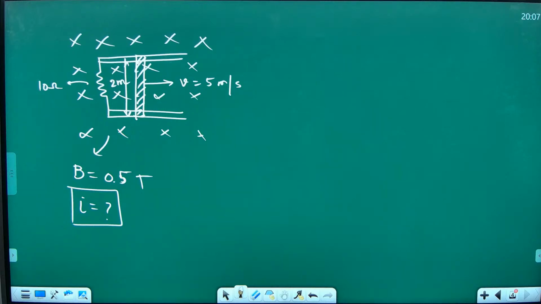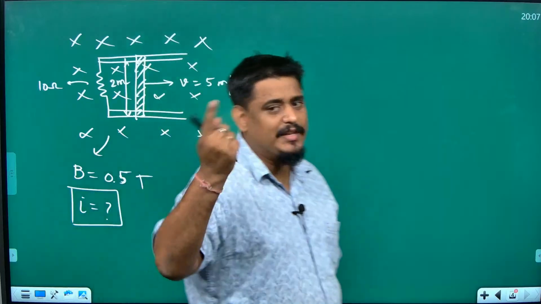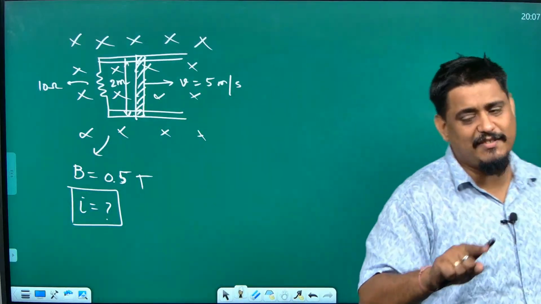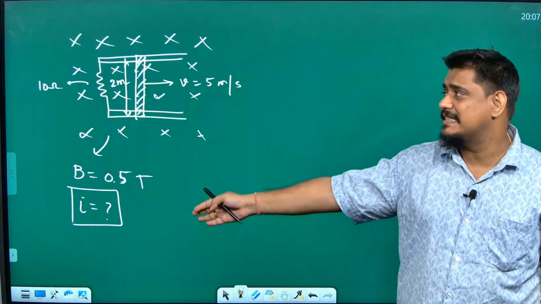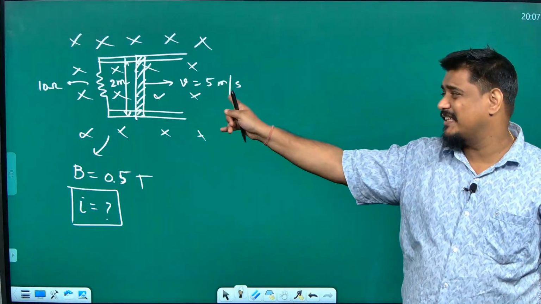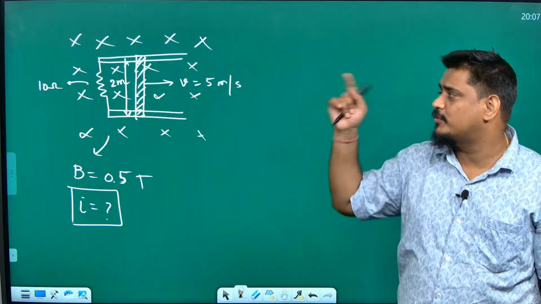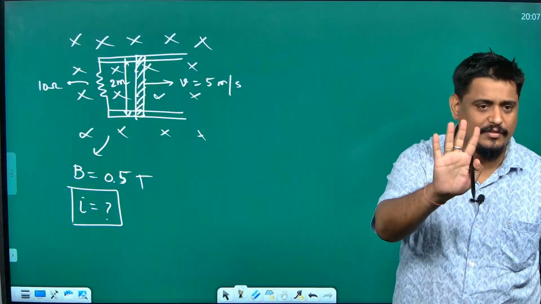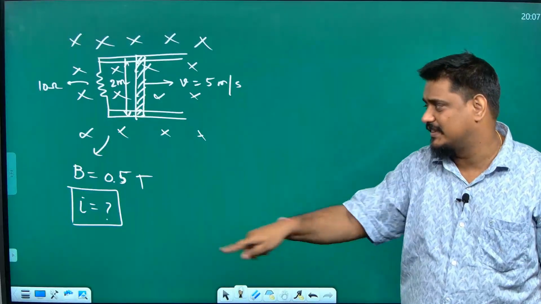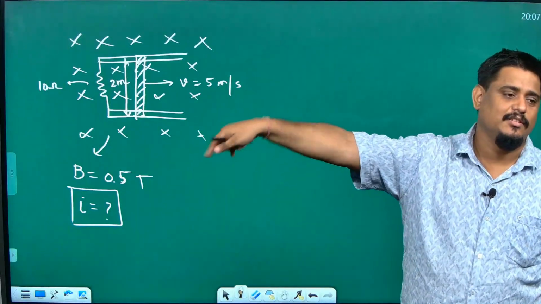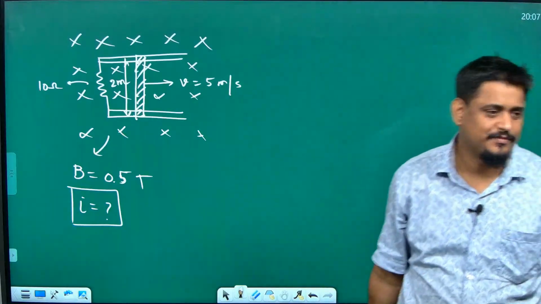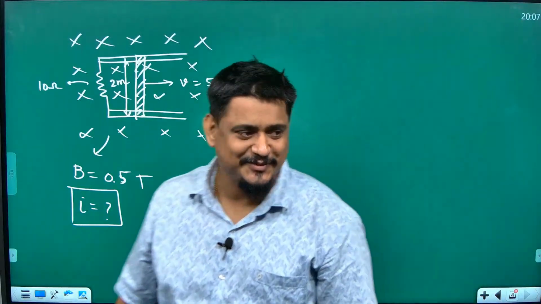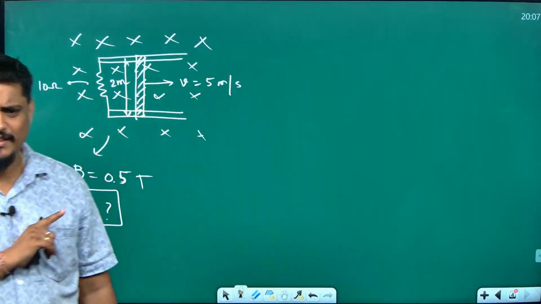Simple question, isn't it? Current is EMF by resistance. EMF is BLV. B is given as 0.5, L is given as 2, V is given as 5. 0.5 times 2 times 5 will give you 5, divided by resistance, which is 10. 5 by 10 will give you 0.5. You solved, no, by pen. Yeah, very good. Simple question, right?